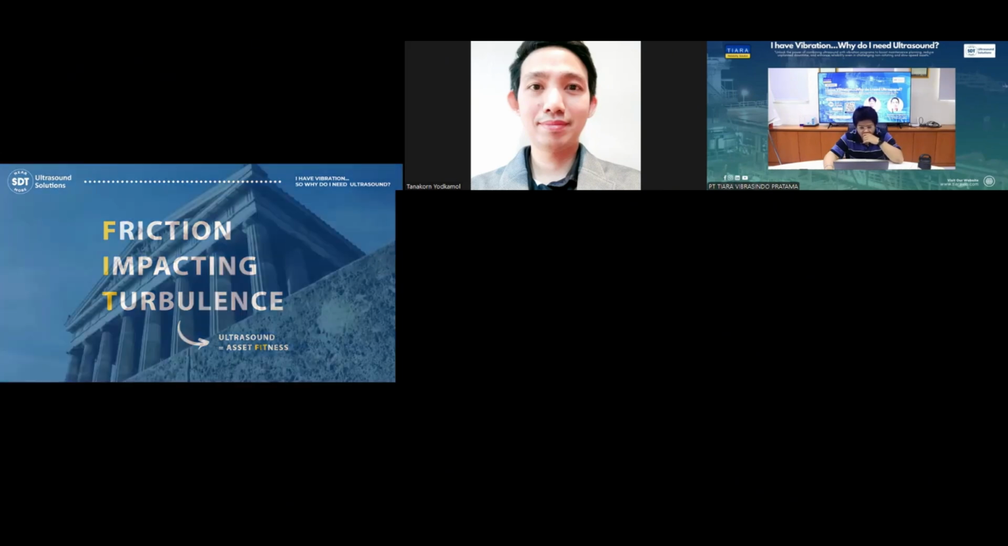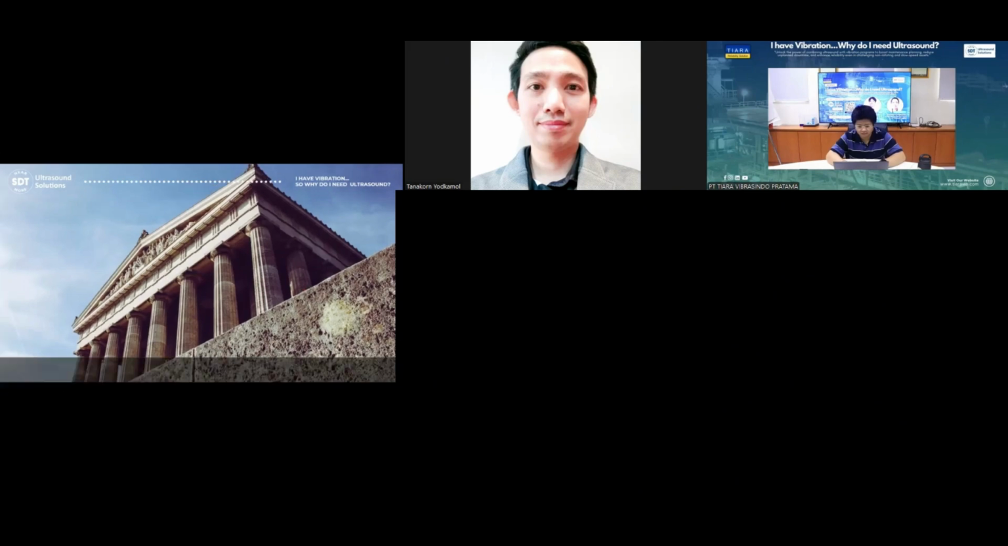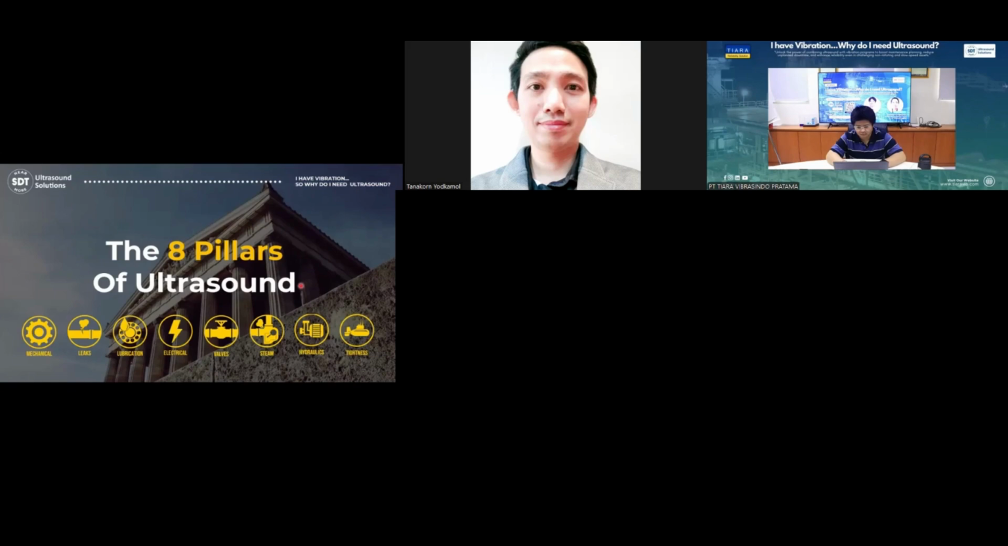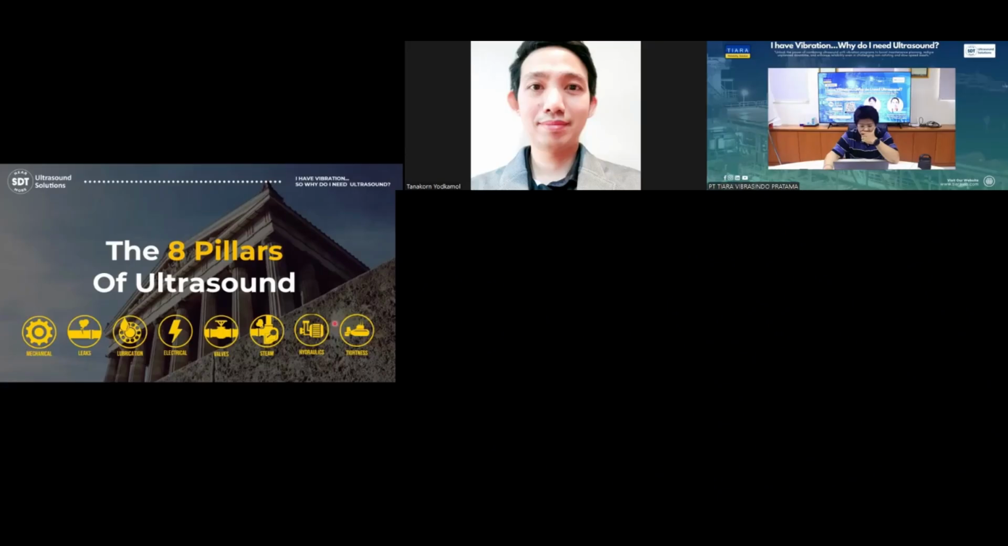It's like this picture. If the top roof is the reliability roof, it has 8 pillars to hold the reliability maintenance at the top. So for ultrasound technology, we can separate the applications into 8 pillars: mechanical, leak, lubrication, electrical, valve, steam, hydraulic, and tightness. This is all that ultrasound technology can do, more than vibration can do.